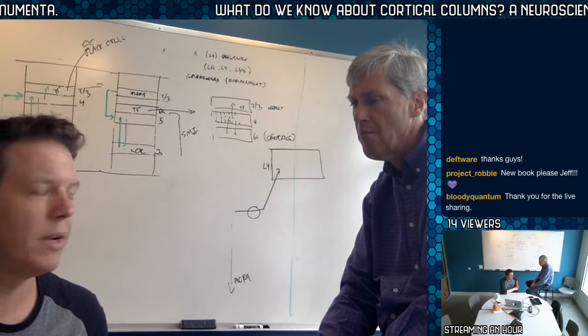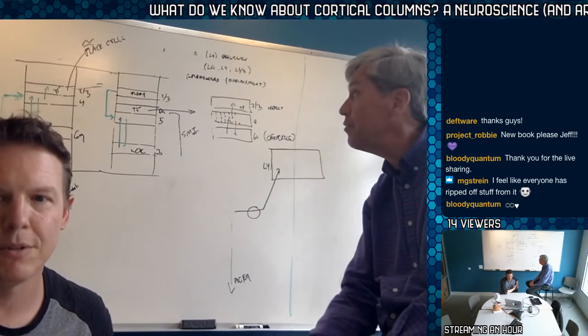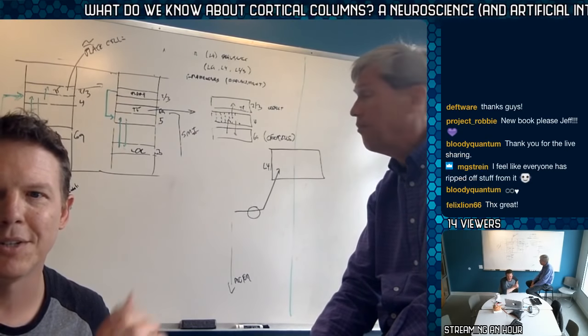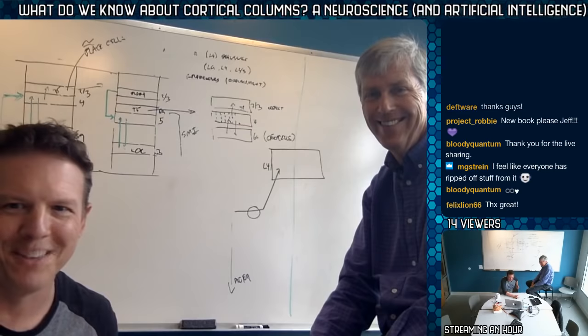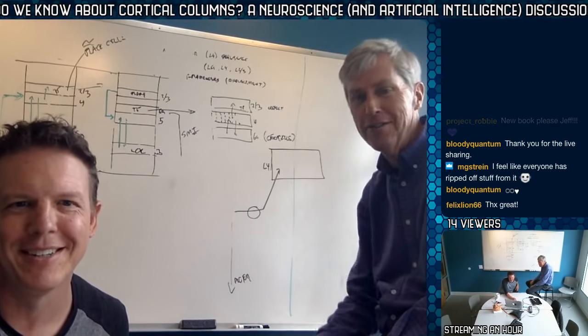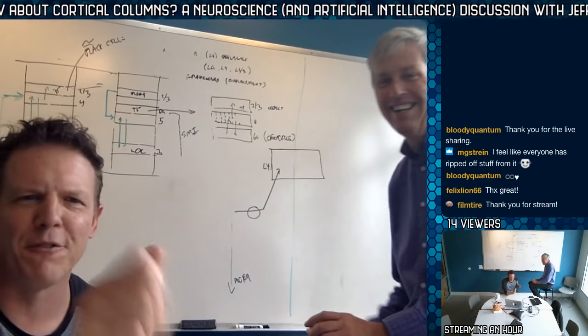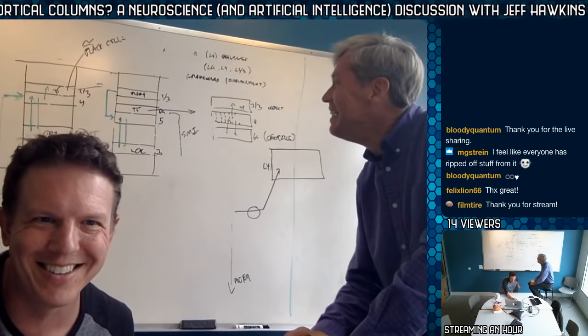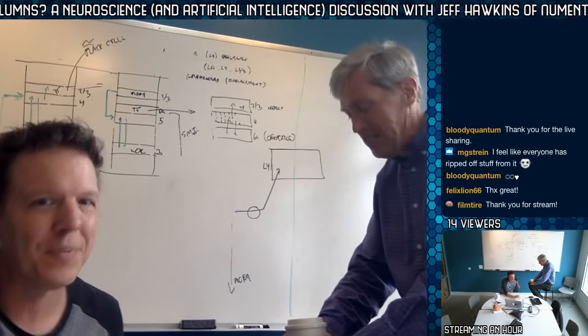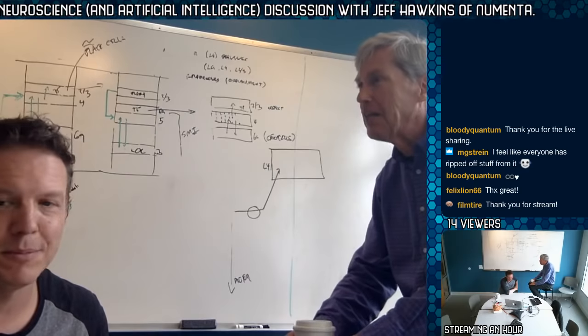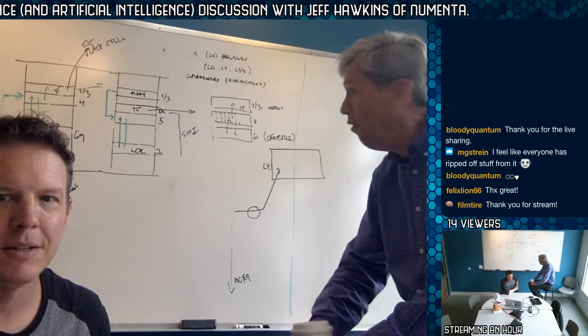And you are working on another one. I am about 40% through a new book. And someone says it feels like everyone has ripped off stuff from it. Oh, I don't know about that. Who cares? It doesn't matter. We're working on the future. That's right. My motivation is basically that I want to know this stuff. If I could read someone else's description to tell me how it worked, I'd be happy.